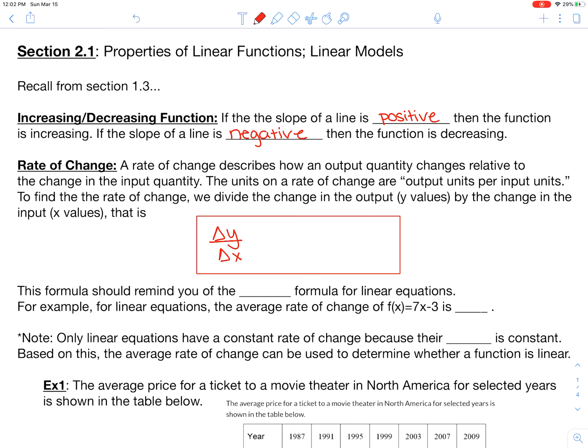It is the change of y over the change of x, or you're more familiar with the formula y sub 2 minus y sub 1 divided by x sub 2 minus x sub 1. Because we are dealing with functions, instead of writing y sub 2, we are going to write f of x sub 2, which is another way to write y sub 2. And instead of y sub 1, we are going to write f of x sub 1.